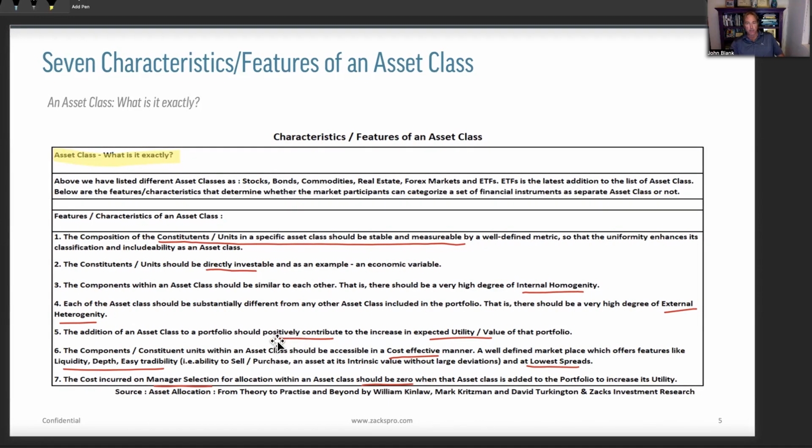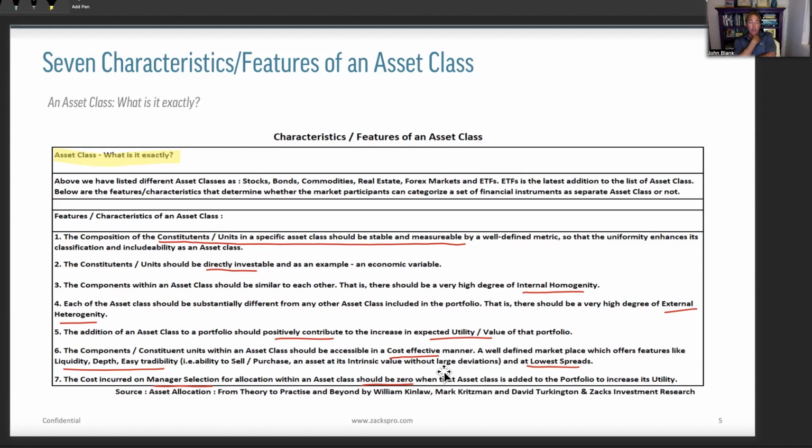And they should contribute positively to the value of the portfolio. They should not negatively contribute, they should only be positive. They should be cost effective and have liquidity, depth, and easy tradability at the lowest spreads, particularly for bonds. Manager selection should be 0. So, yes, you're supposed to be able to keep manager selection, people doing this. Obviously, in my market strategy report, people pay for it, but you should keep it down. You're trying to keep every cost down.